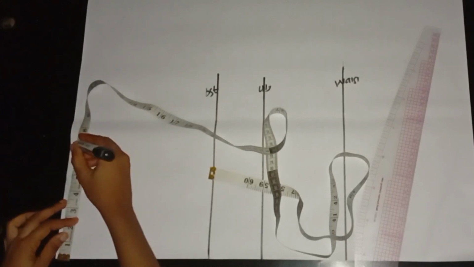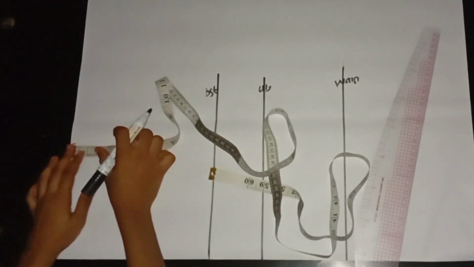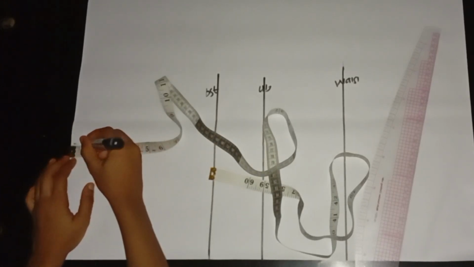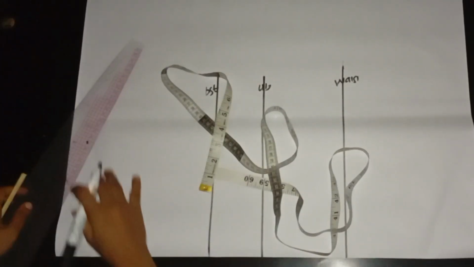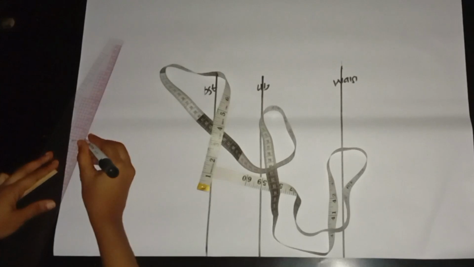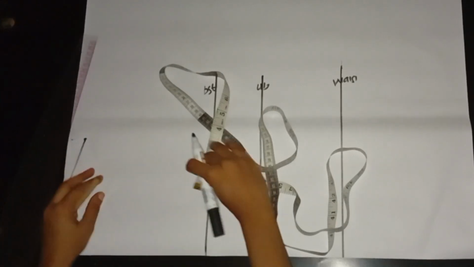Next, you're going to mark your shoulder divided by 2. From that point, you're going to come down by 1 inch for your shoulder slope or shoulder slant. Go ahead to take your ruler, place it, and draw out your shoulder slope just the same way I mentioned.